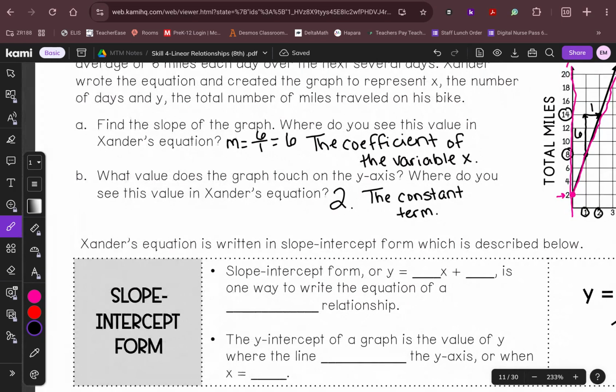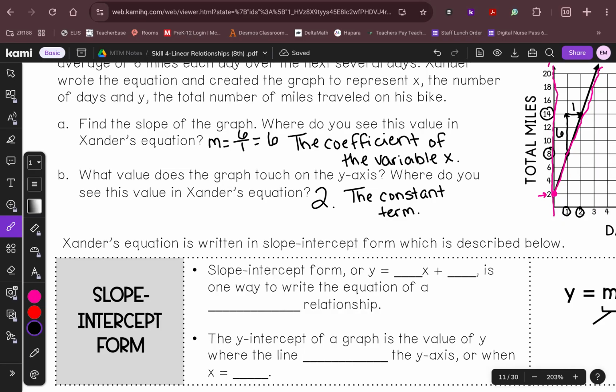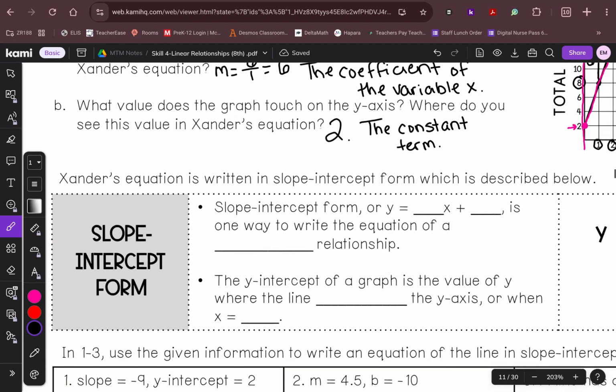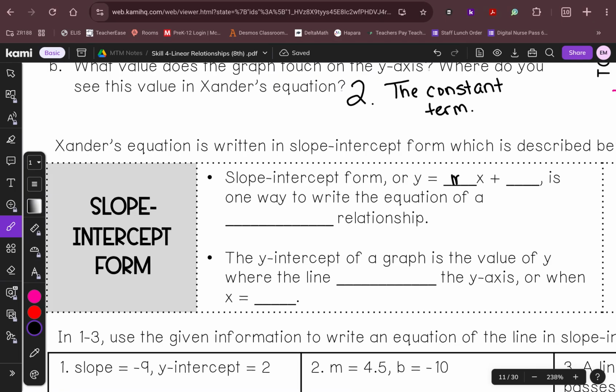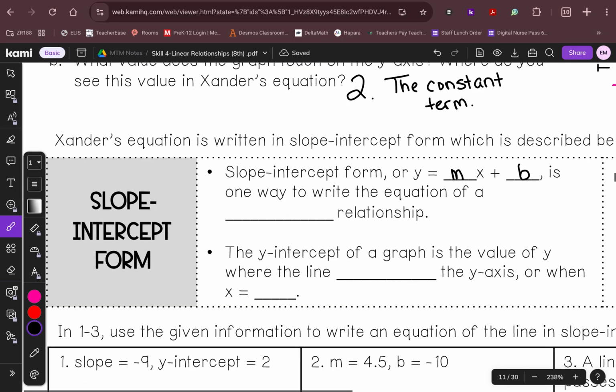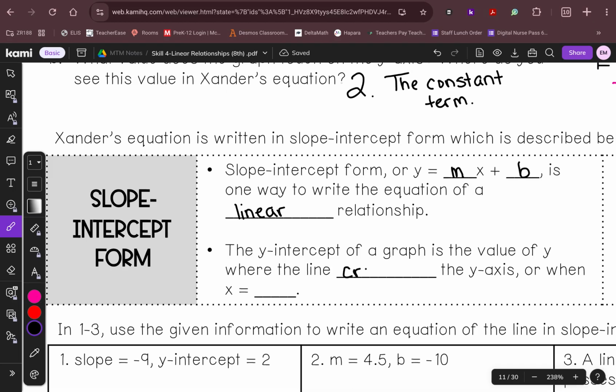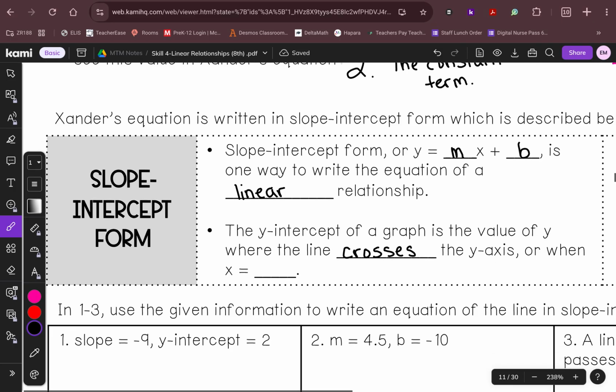Okay, Xander's equation is written in slope-intercept form, which is described below. So here's slope-intercept form. Slope-intercept form, or y equals mx plus b, is one way to write the equation of a linear relationship. The y-intercept of a graph is the value of y where the line crosses the y-axis, or when x equals 0.